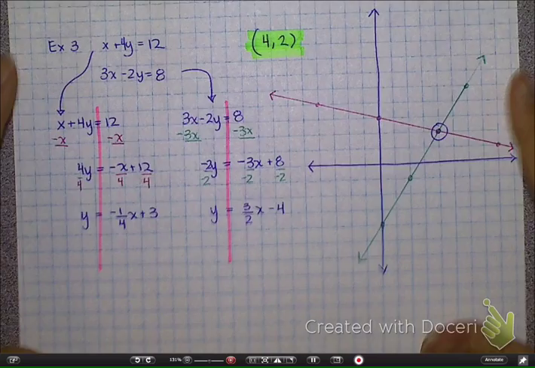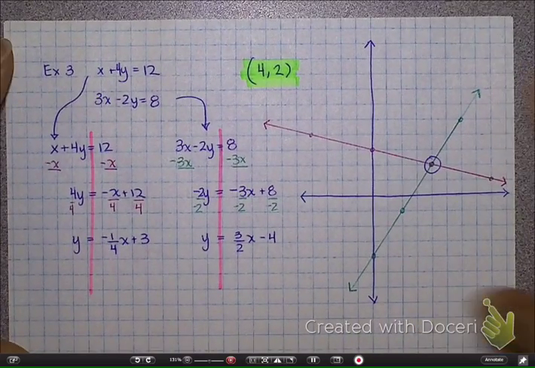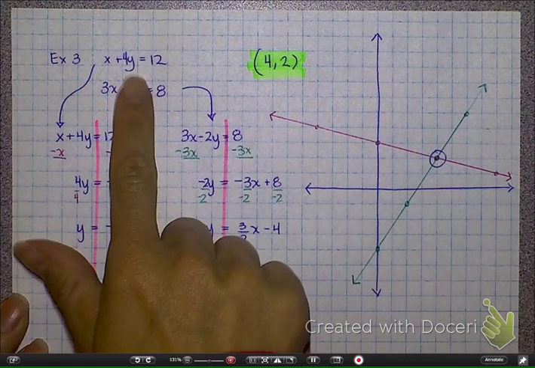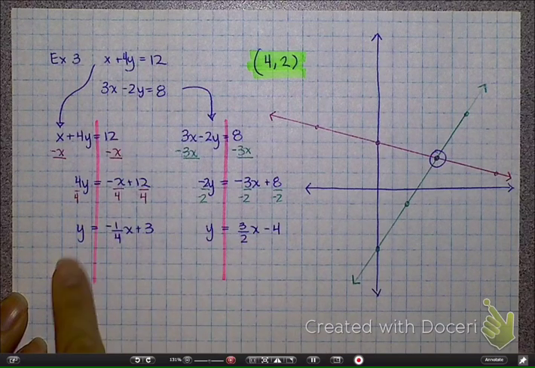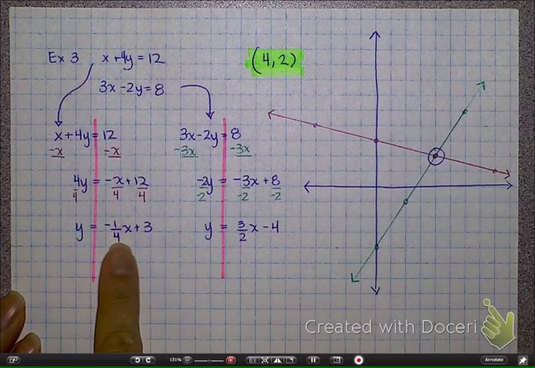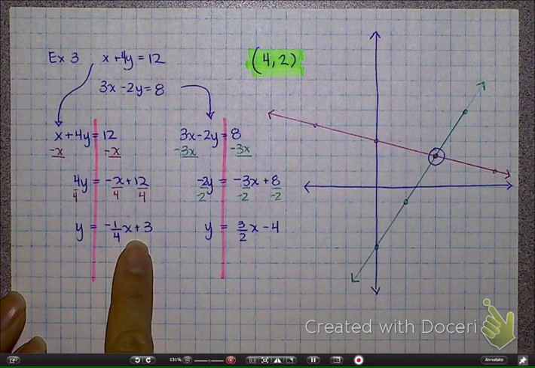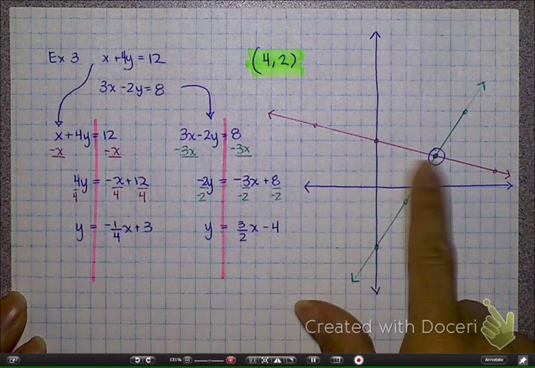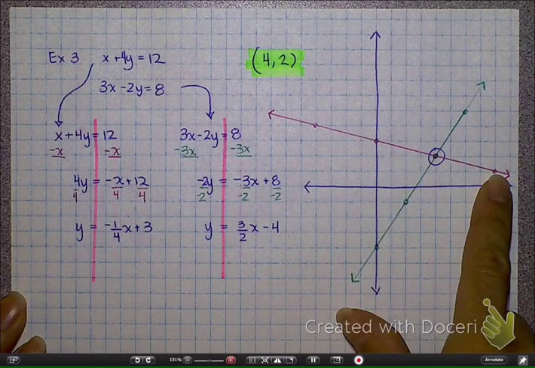Okay, so let's take a look at what the solution should have looked like. Okay. All right, so put your eyes on the board. Okay, here's what your solution hopefully should have looked like. When you solved the first equation for y, if you did it that way, you would have got y equals negative 1 over 4x plus 3. So your y-intercept was 3, and you're going down 1 to the right 4. Down 1 to the right 4.